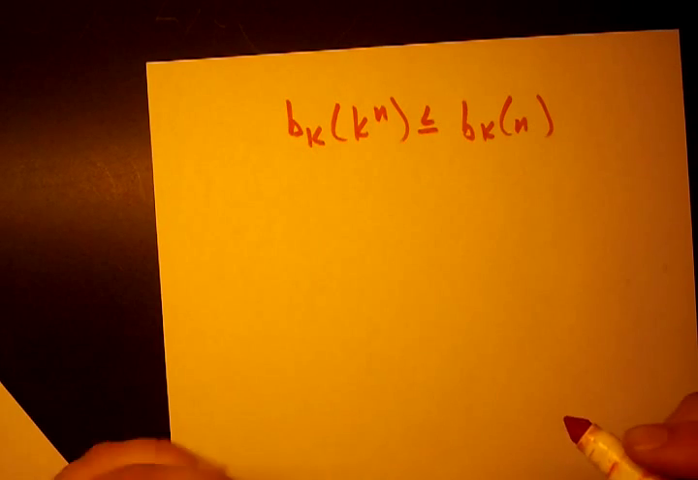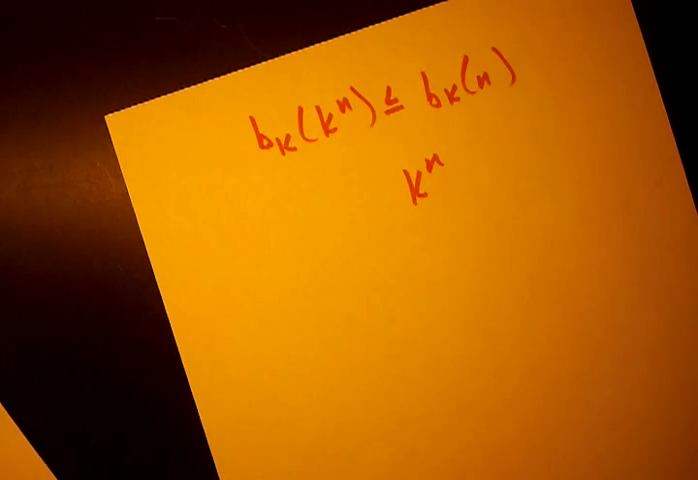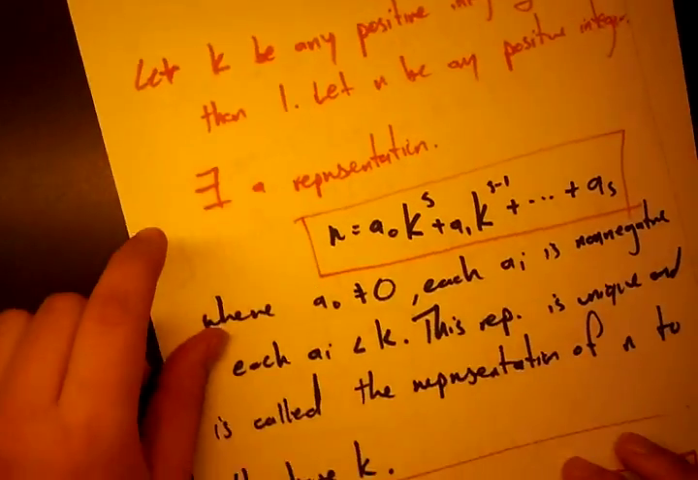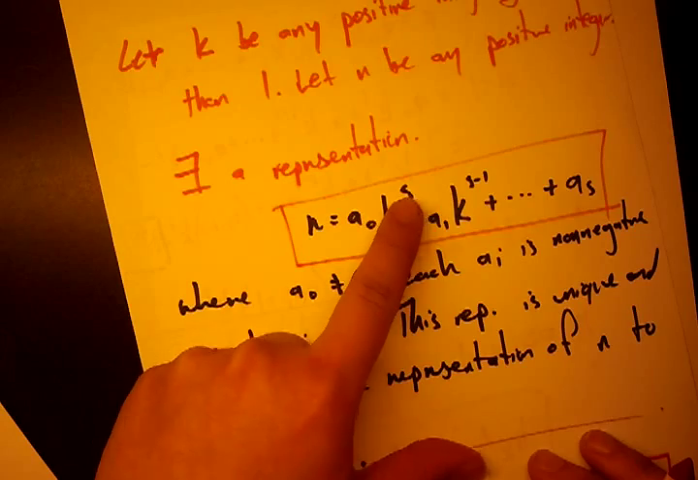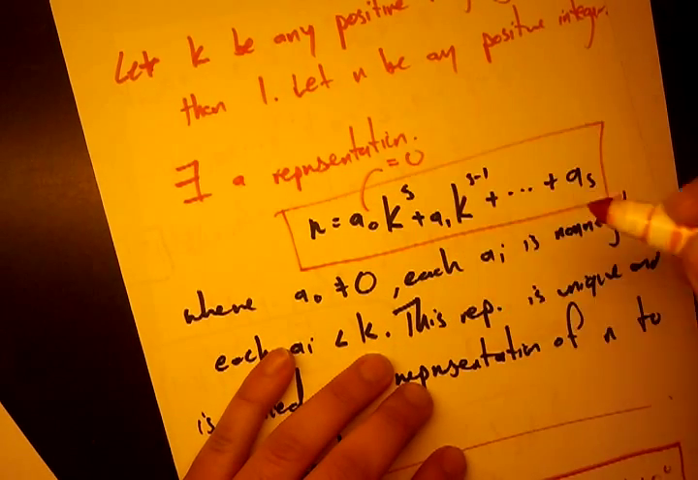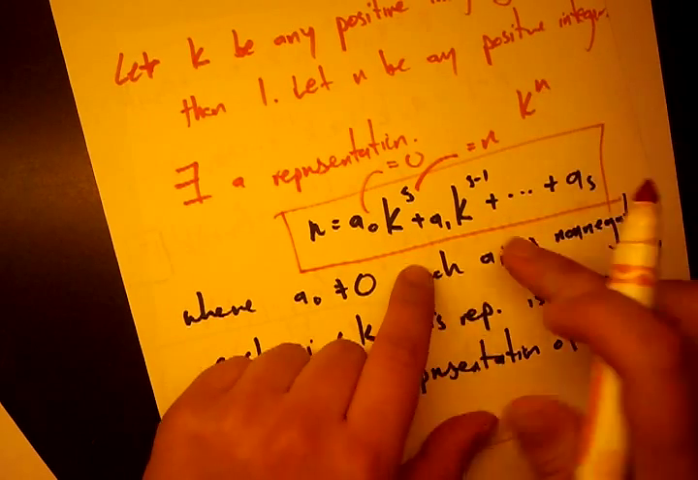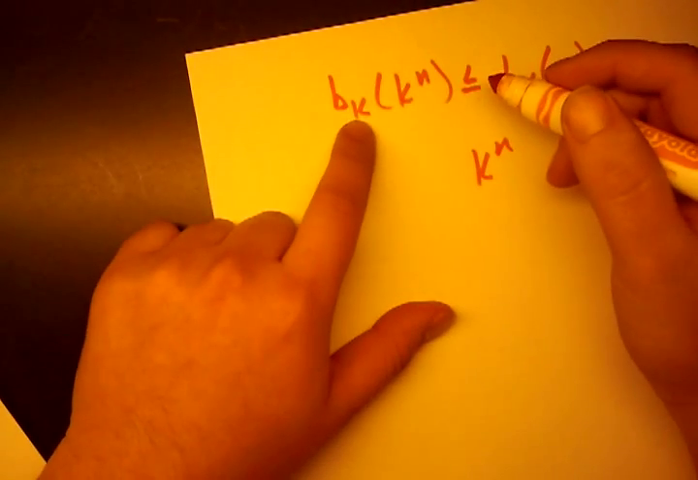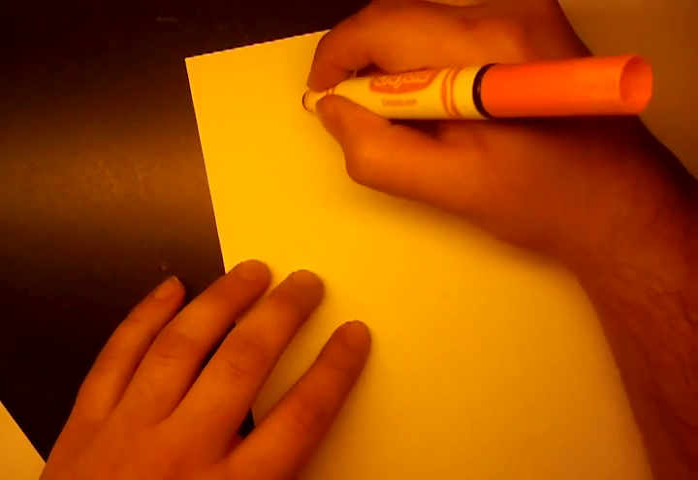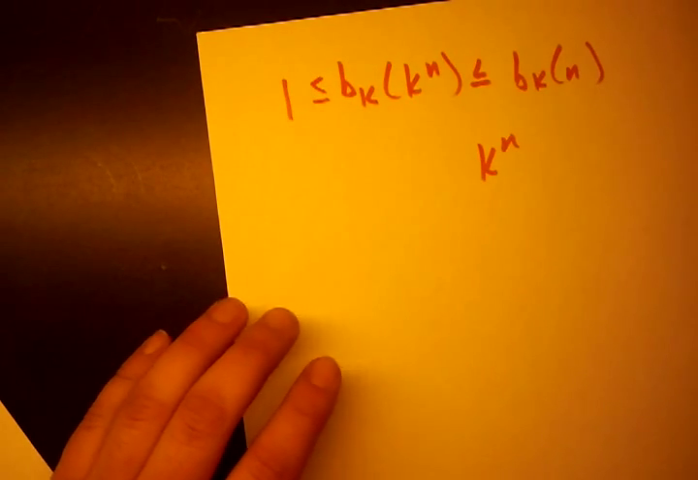And what is it? It's itself. Because k to the n is a representation in itself. Remember how we wrote representations in the first place? We wrote them like this. If we tried to write the representation, a naught would be 0, s would be n, and we would just be left with k to the n, and all this other stuff would just be 0. So we know that b sub k of k to the n is at least 1, so it's greater than or equal to 1.